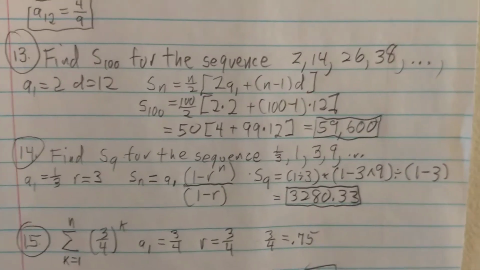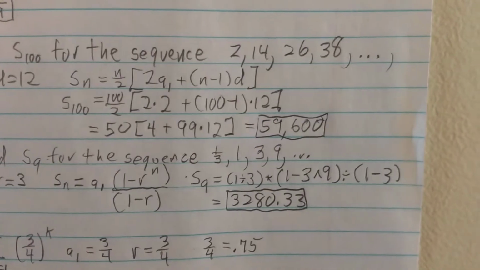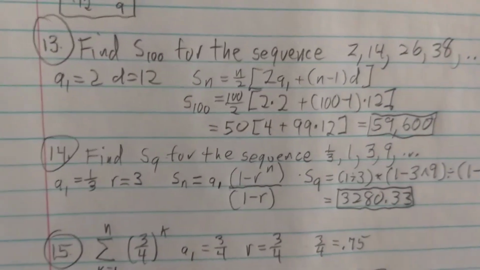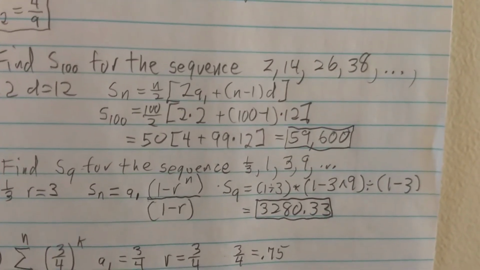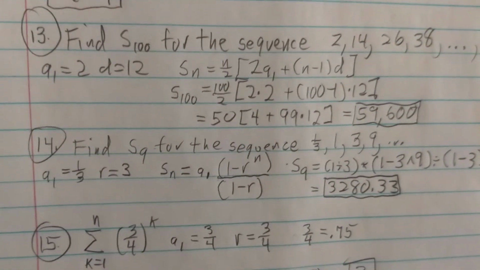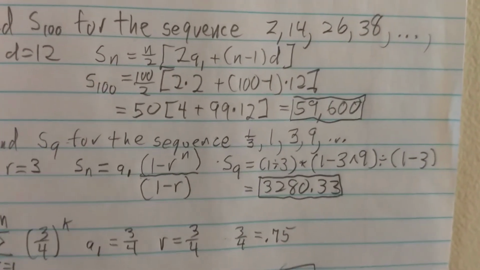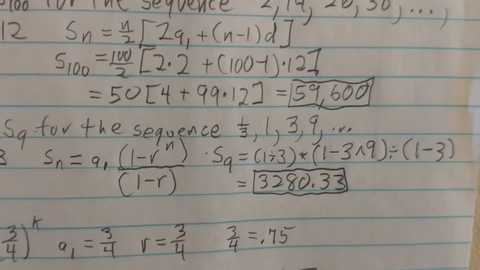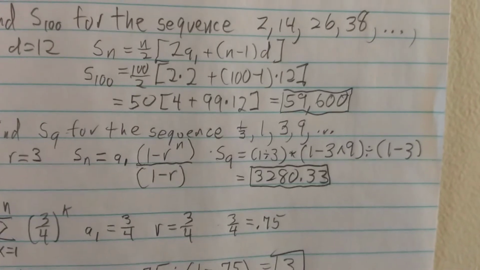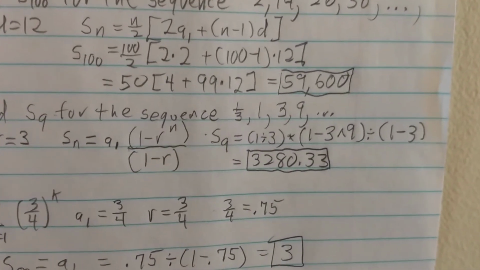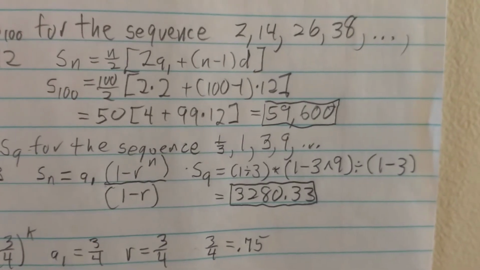So for 13, we want to find S sub 100 for the sequence 2, 14, 26, 38, the first 100 terms. Here we know that a1 is 2, and it's easy to see that this is an add 12 sequence, so our d is 12. Now this is where we substitute into S sub n equals n over 2 times a1 plus an, and put in an equals a1 plus n minus 1 d. When we combine those, we get S sub n is n over 2 times 2 a1 plus n minus 1 d.